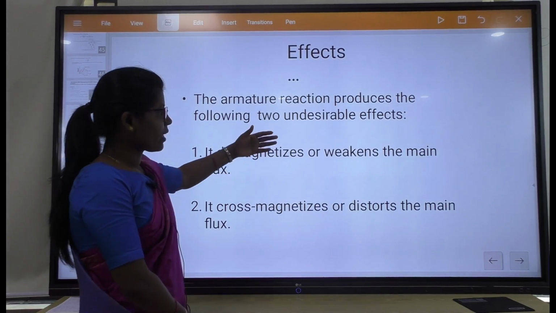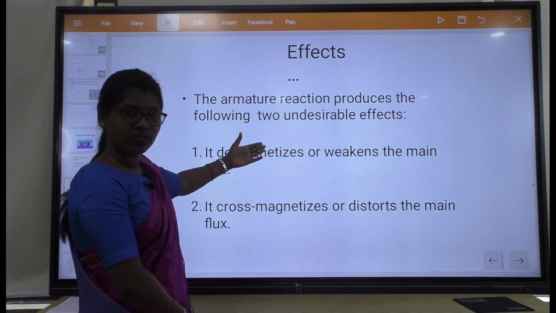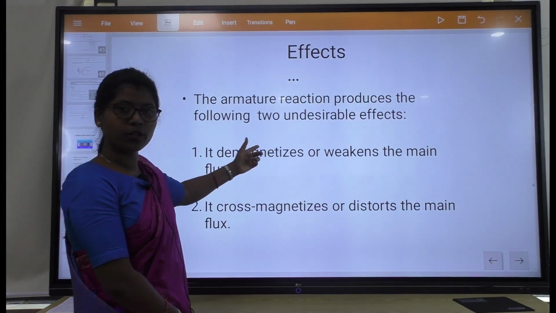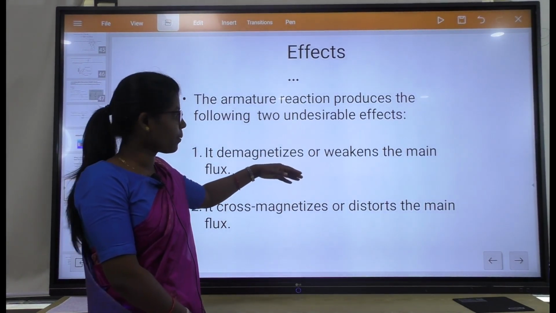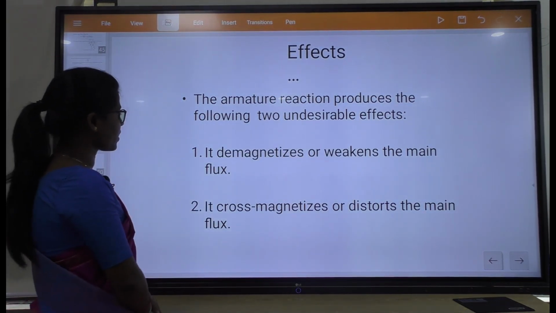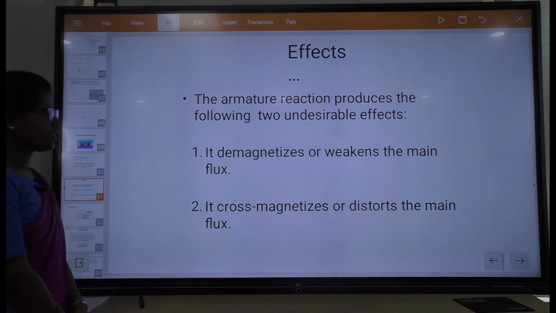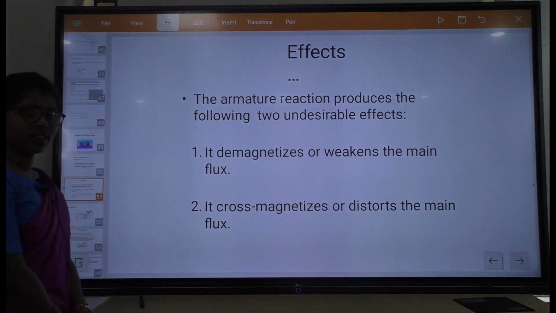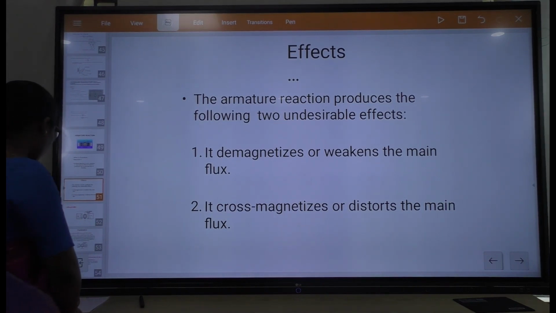So these are the adverse effects of the armature reaction. These effects should be minimized or should be eliminated. So these two adverse effects are: it demagnetizes or weakens the main field flux, and it cross magnetizes or distorts the main field flux.